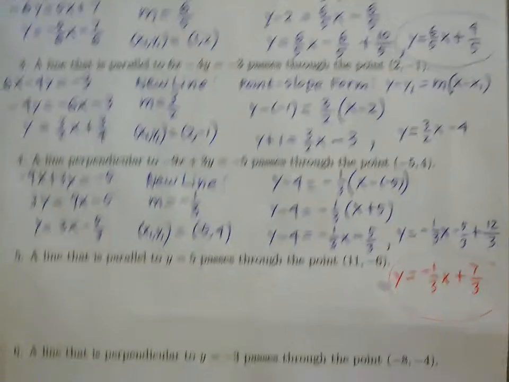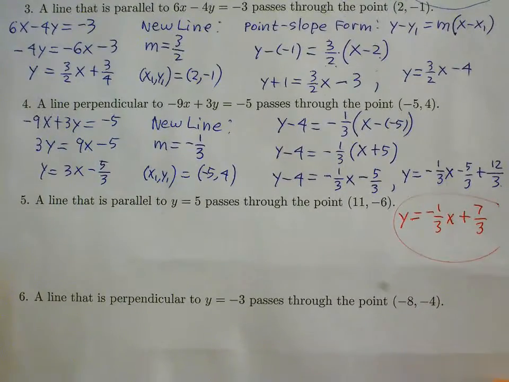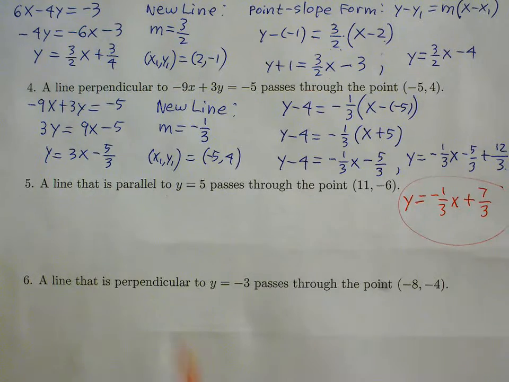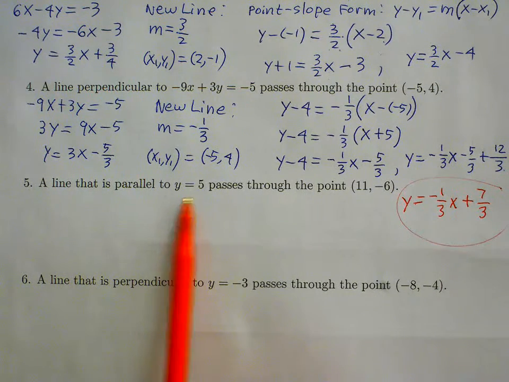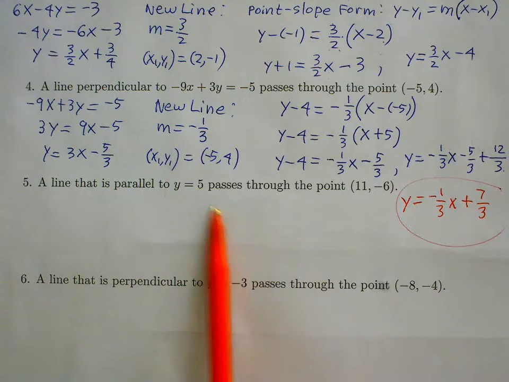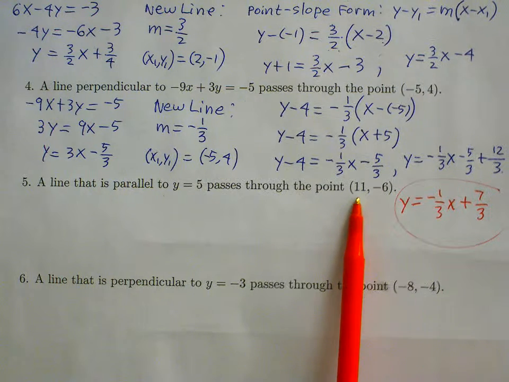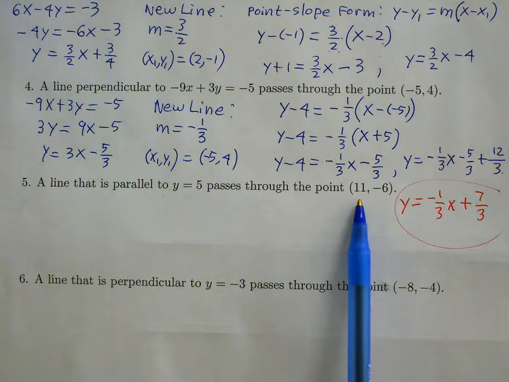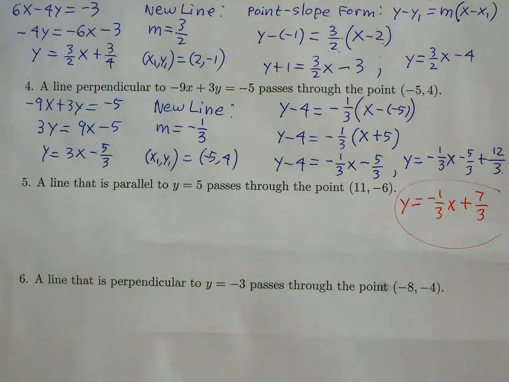Okay, the next one, we can probably do this pretty fast. A line that is parallel to y equals 5 passes through the point 11, negative 6. So what's the equation of that line that is parallel to y equals 5 and passes through the point whose ordered pair is 11, negative 6? Y equals negative 6. Yeah, y equals negative 6.